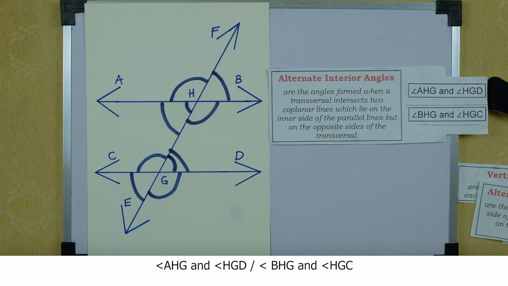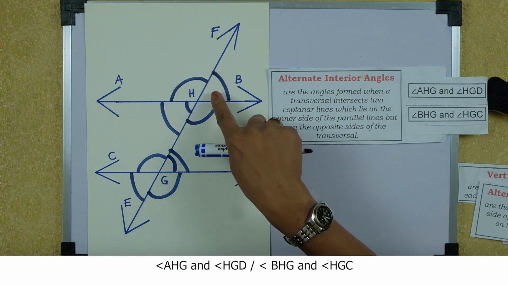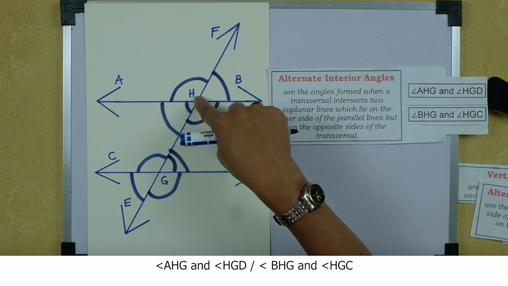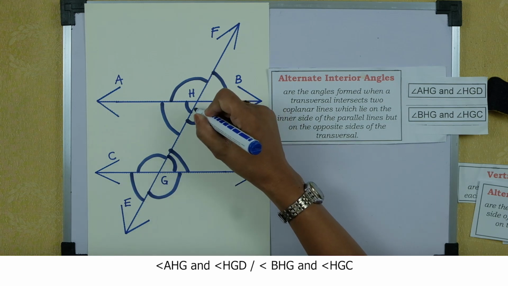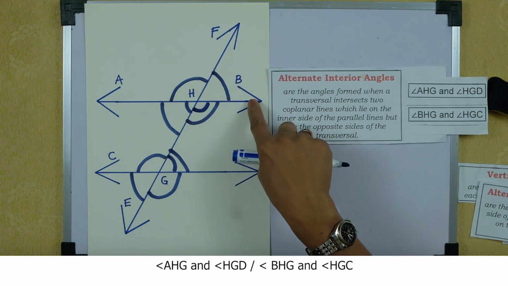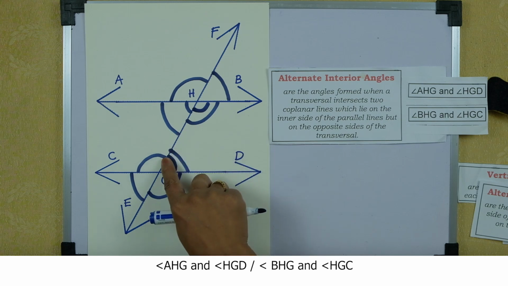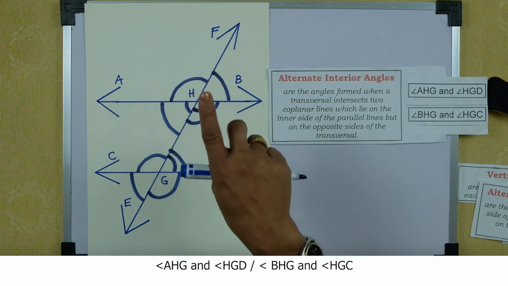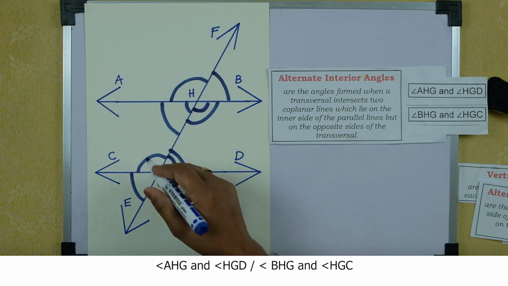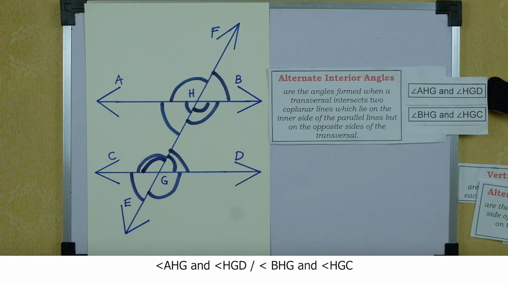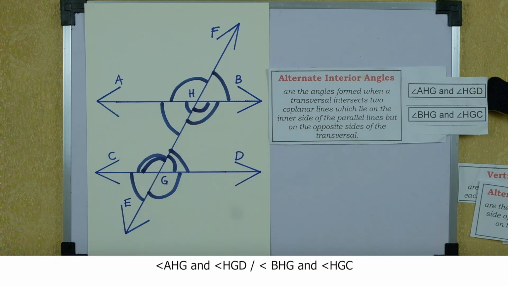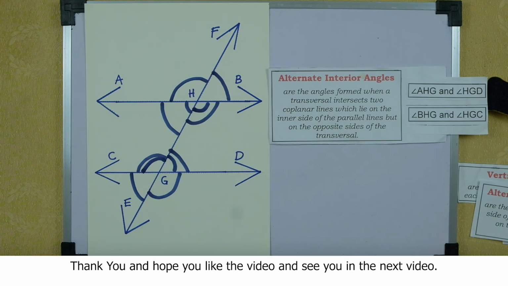Another pair, we have angle BHG, this one, and angle HGC, this one. So these are the two alternate interior angles. I hope you learned something from this video.